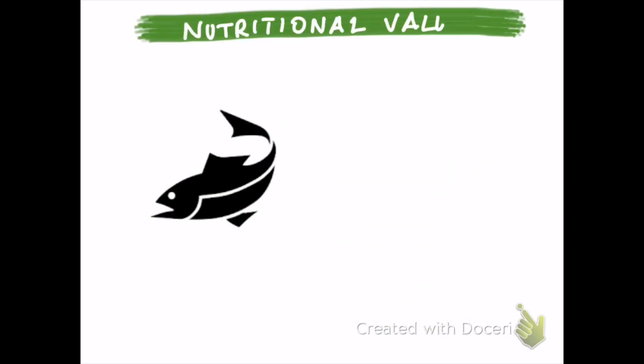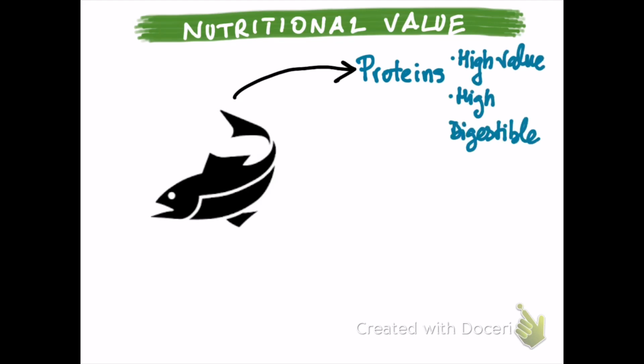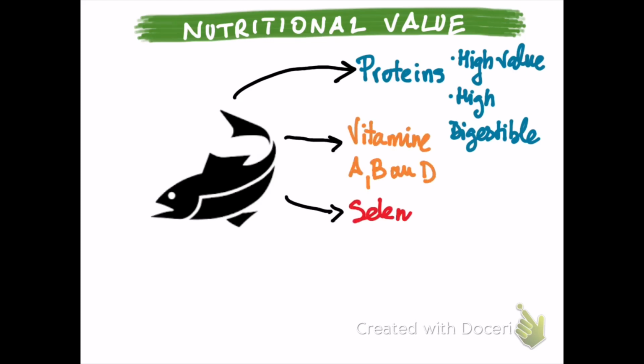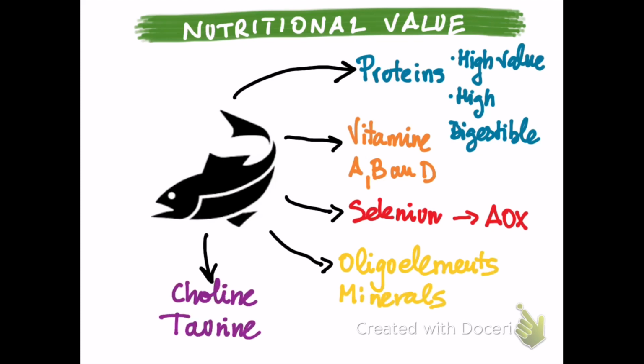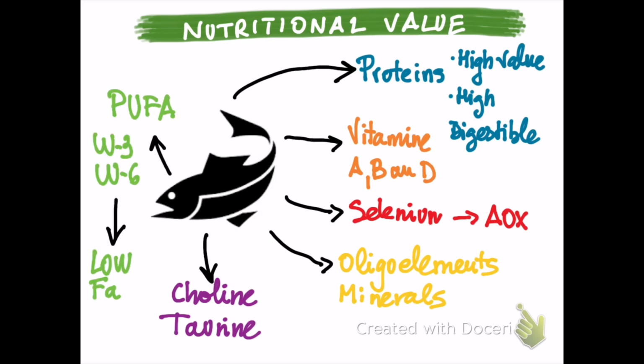Fish is one of the best sources of polyunsaturated fatty acids, but also contains protein, fat-soluble vitamins, choline, taurine, and other trace elements. It is a food with a high nutritional value. It's easily digestible and is low in saturated fatty acids and also cholesterol.